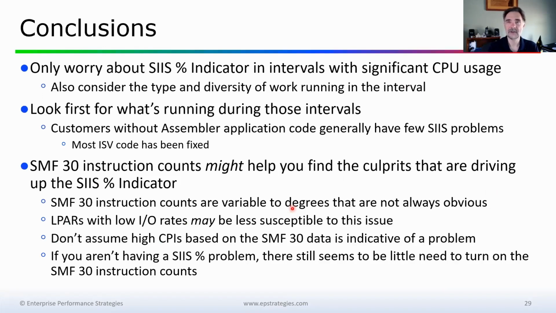So my conclusion is: only worry about the CIS indicator percent in intervals with significant CPU. If you have a high CIS indicator percent but a relatively low CPU utilization time, you probably have more important performance things to look at. Maybe not. Maybe it's worth spending a little bit of time looking at it, but oftentimes there's probably bigger fish to fry.